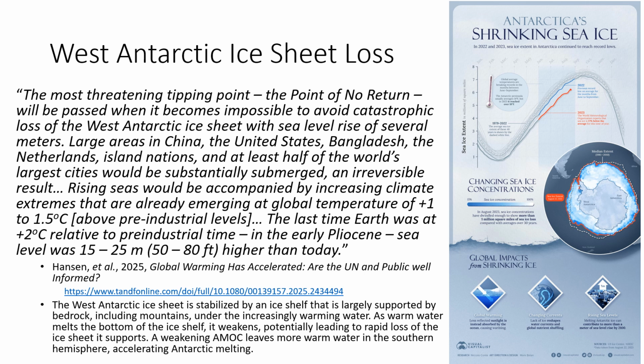And as that water warms, it melts the bottom of those ice shelves. So those ice shelves melt from the bottom up. And as they melt, they become weaker, and that could lead to a potential loss of that ice sheet support. So the entire thing could collapse into the ocean. The scariest one of that is the Thwaites Glacier, which is again supported by underwater bedrock, and it is melting at a very rapid pace.